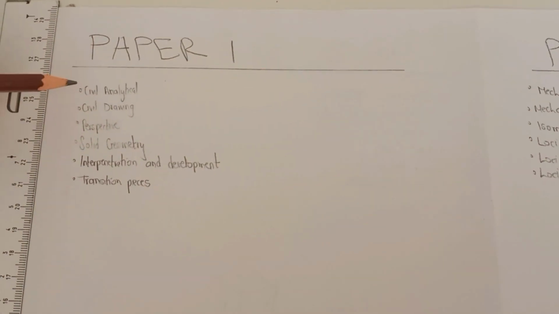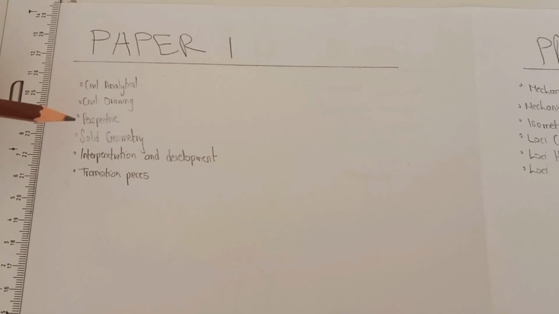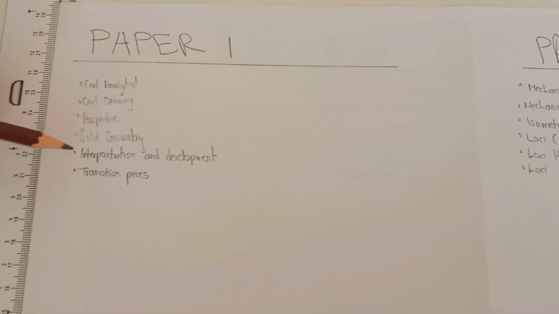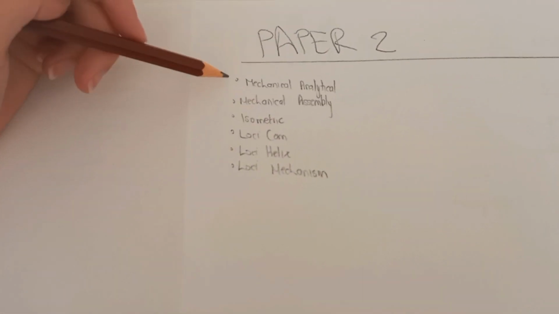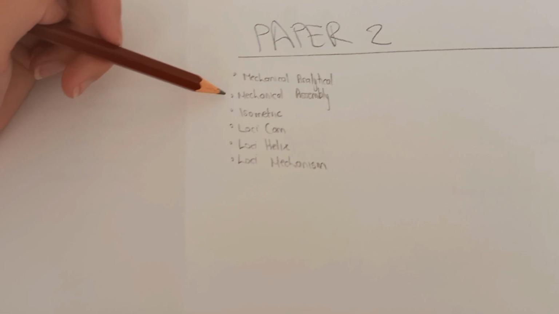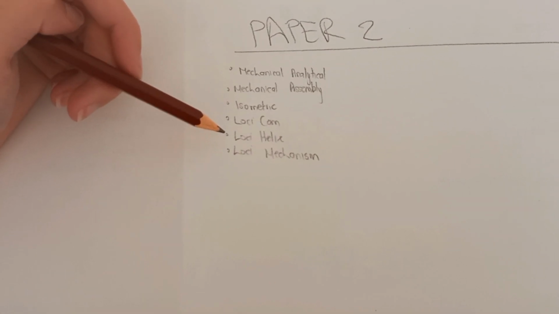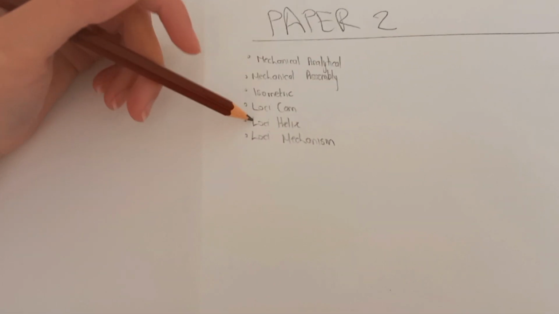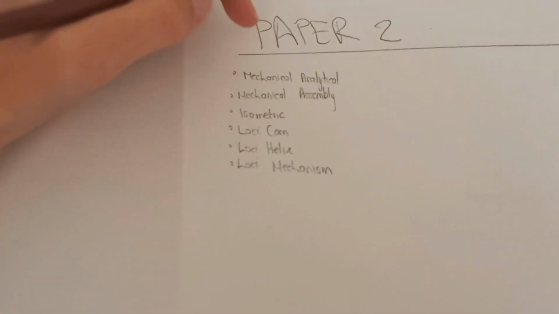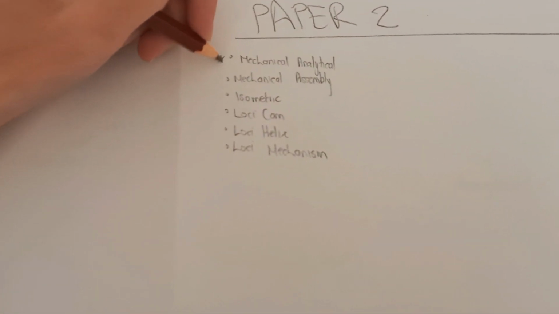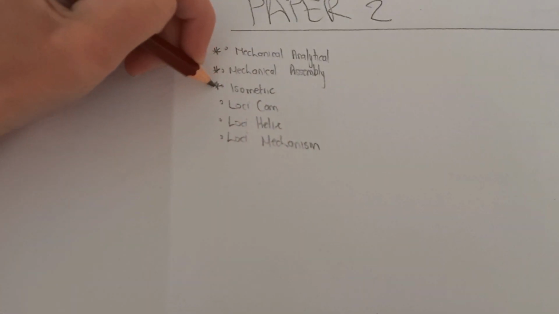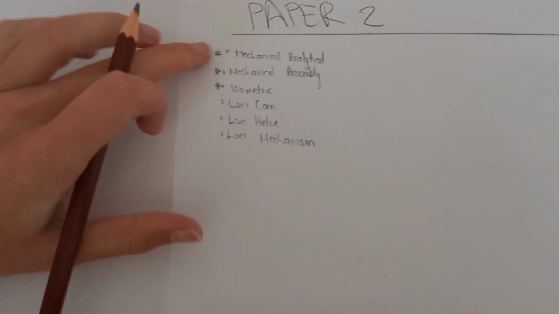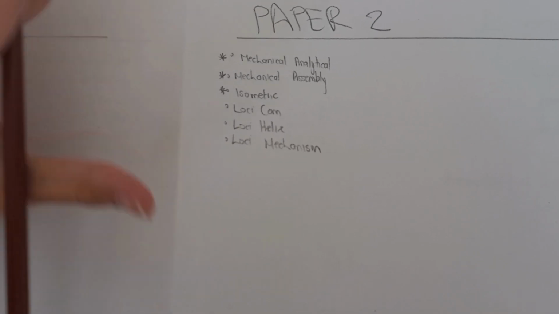Paper 1 is your civil analytical, your civil drawings, your perspective, solid geometry, interpenetration and development, as well as your transition pieces. Okay. Paper 2 will be mechanical analytical, mechanical assembly, isometric, loci-cam, loci-helix, loci-mechanism. Okay. And the ones that you generally get in a paper are mechanical analytical, mechanical assembly, and an isometric. Okay, so those I feel like are ones that are constantly in papers.